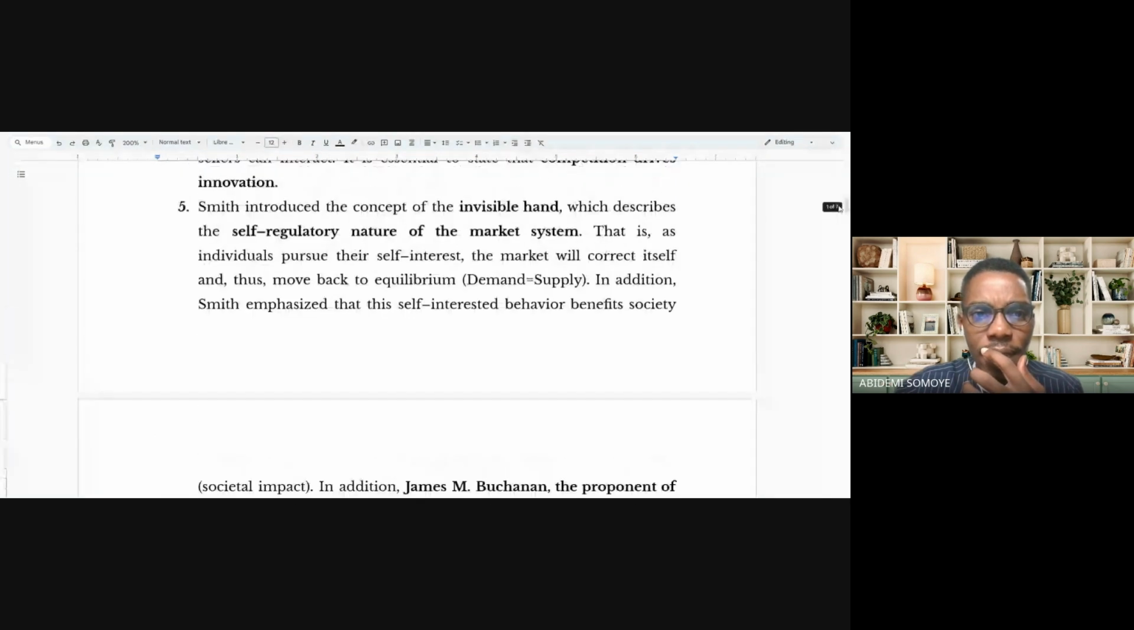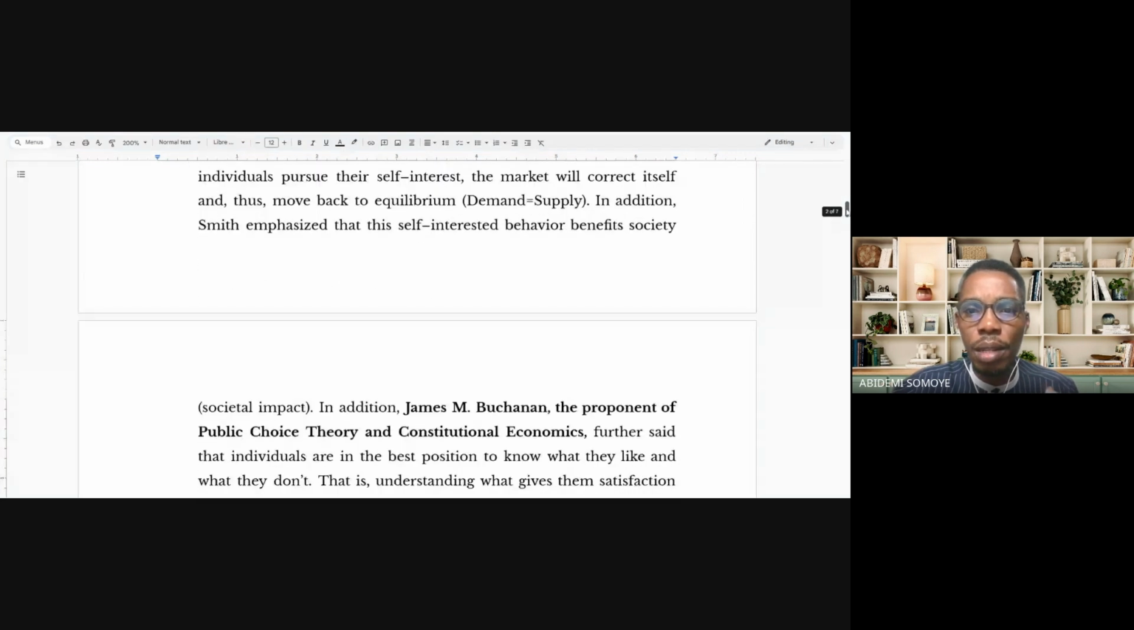Here I said Smith introduced the concept of the invisible hand, which describes the self-regulatory nature of the market system. That is, as individuals pursue their self-interest, the market will correct itself and thus move back to equilibrium, which is demand and supply. In addition, Smith emphasized that this self-interested behavior benefits society.